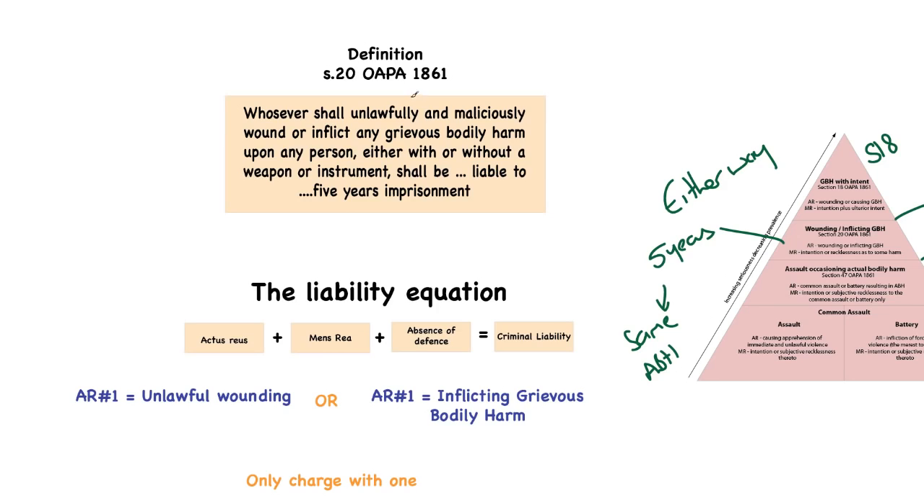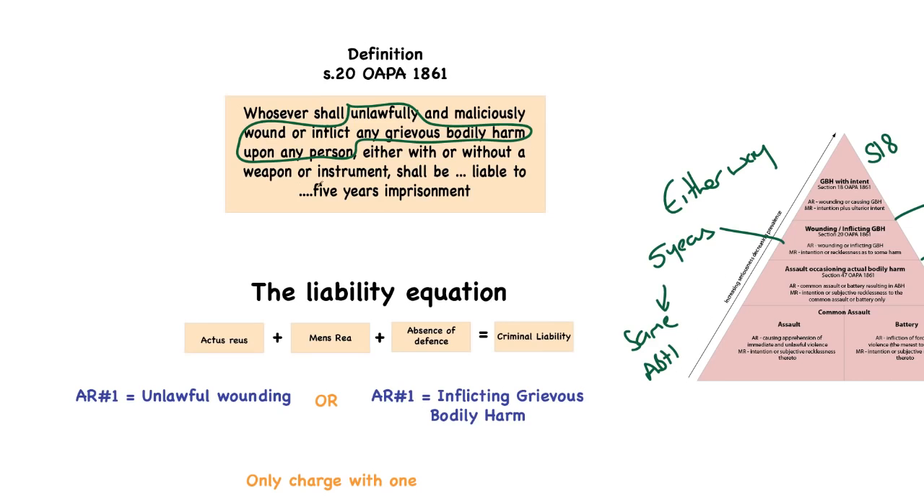And section 20 of the Offences Against the Person Act 1861 clearly states, whosoever shall unlawfully and maliciously wound or inflict any grievous bodily harm upon any person, either with or without a weapon or instrument, shall be liable to 5 years imprisonment. Now, it's relatively straightforward for us to identify the key elements of the actus reus, and I'm drawing them in here for you.